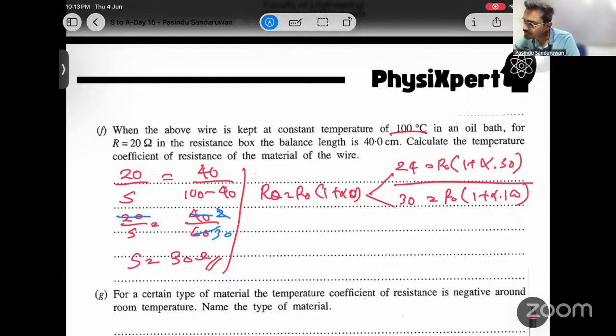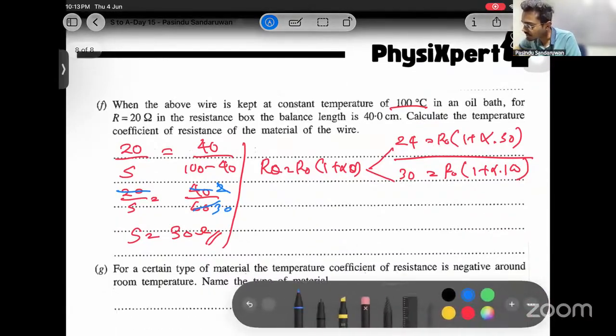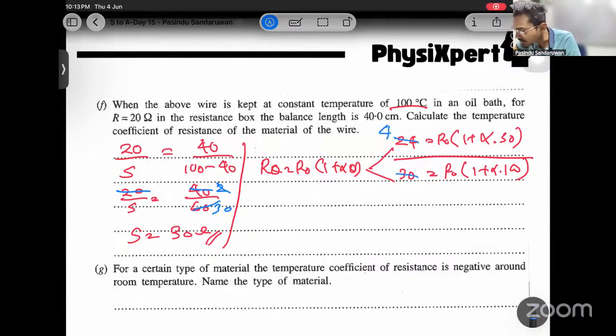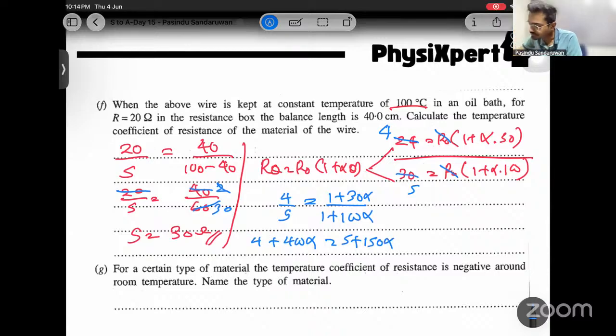Divide these two. Then we need alpha, so a small simplification to find alpha. 24 over 30, divided by 6, is 4 over 5. R naught cancels. Then 4 over 5 equals 1 plus 30 alpha over 1 plus 100 alpha. Cross multiplying, 4 plus 400 alpha equals 5 plus 150 alpha.